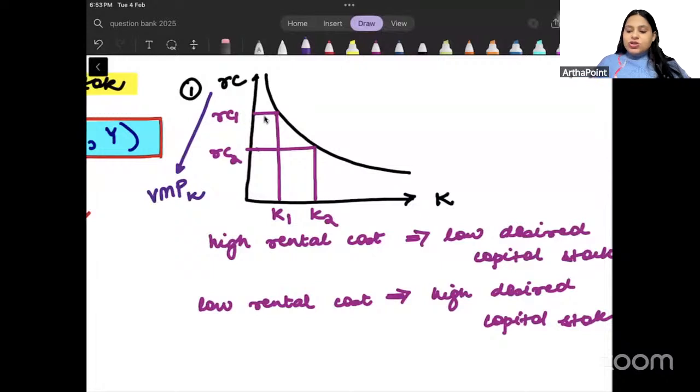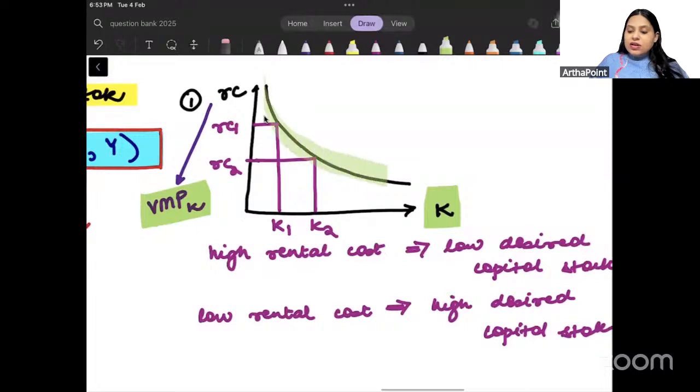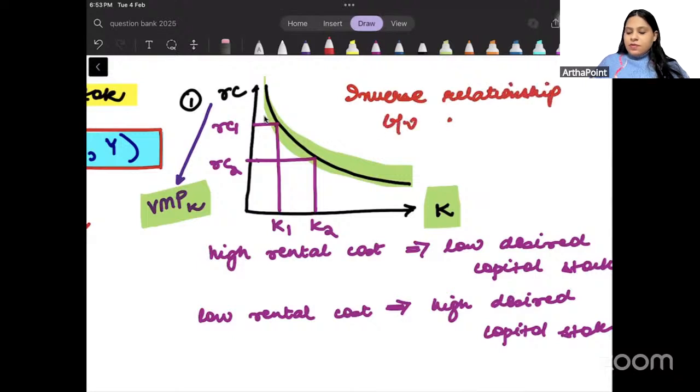So ये जो relationship है, if someone asks you, what is the relationship between value of marginal product of capital and the desired capital stock, you will say inverse relationship. There is an inverse relationship, एक inverse relationship exist करता है between VMPK and K star. Right? This is the first thing.